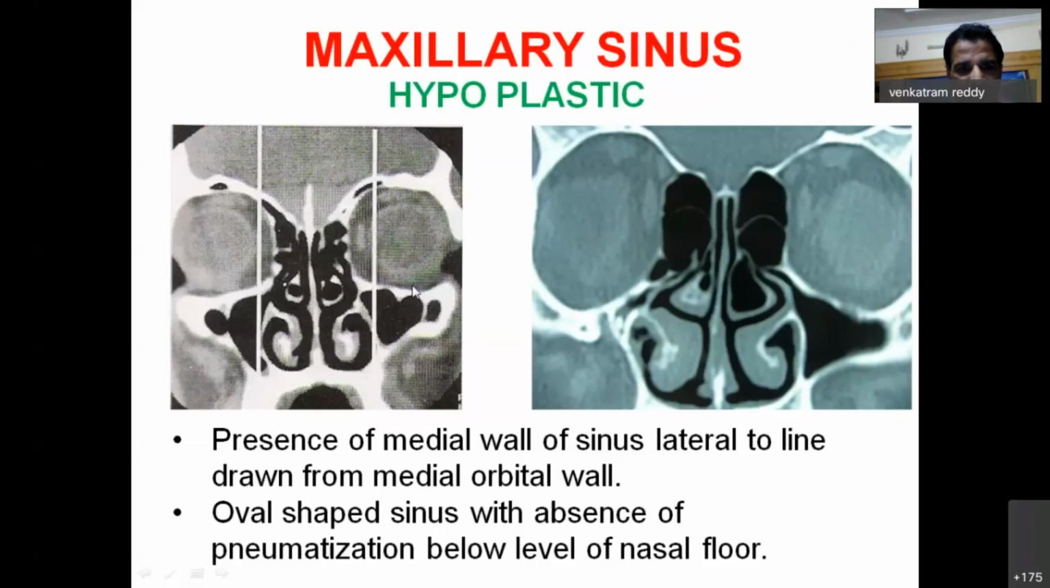So here it is oval in shape, and the pneumatization does not extend to the floor of the nose, right? Normally, the pneumatization should extend to the floor of the nasal cavity. But in case of a hypoplastic maxillary sinus, the pneumatization does not extend to the floor of the nasal cavity, and also the medial orbital wall is placed more medially, so that if you are doing an uncinectomy, you are liable to enter the orbit.